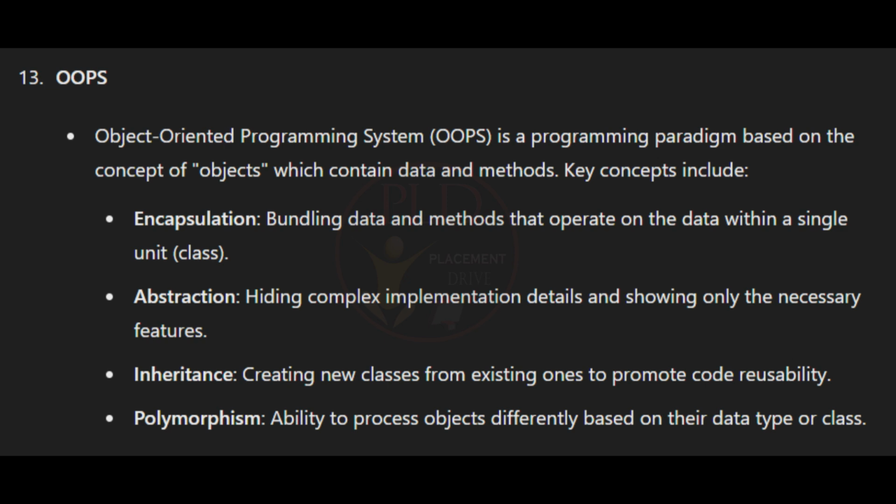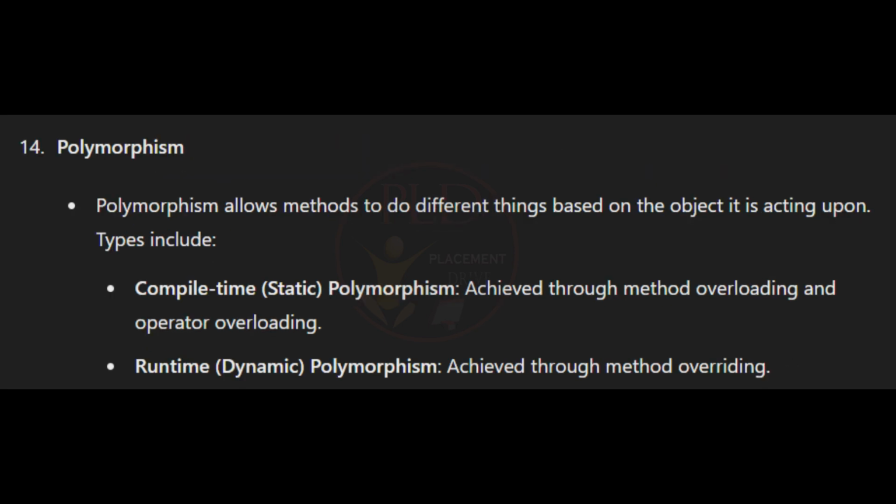Inheritance is creating new classes from existing ones to promote code reusability, and polymorphism is the ability to process objects differently based on the data type or class. And the 14th question is polymorphism. Polymorphism allows a method to do different things based on the object it is acting upon.